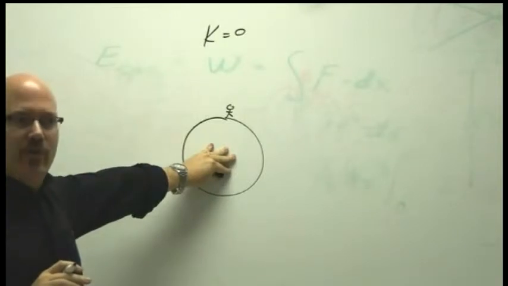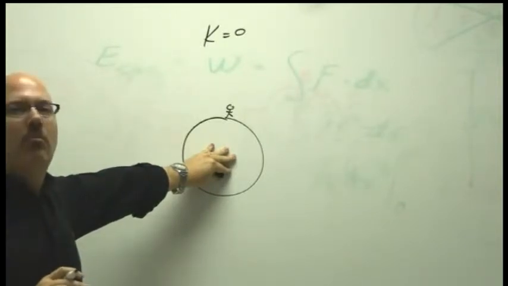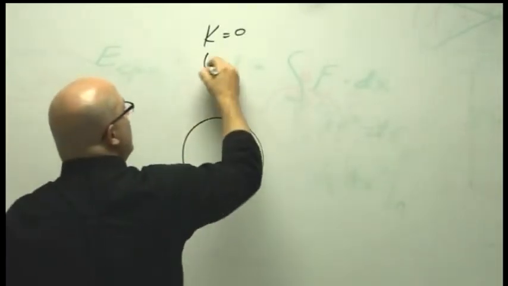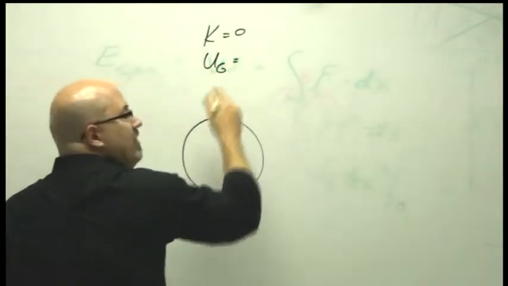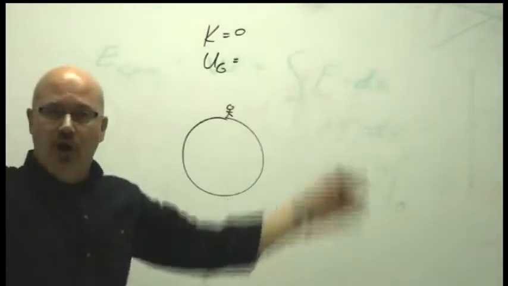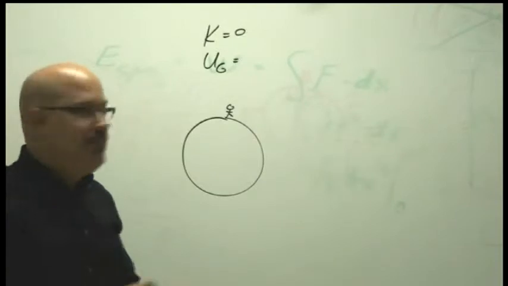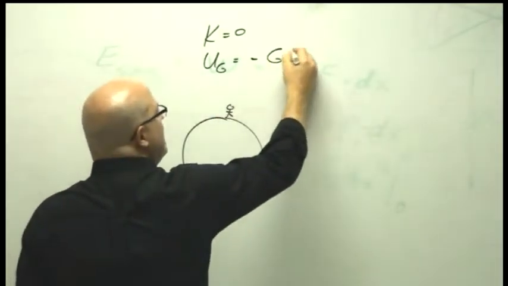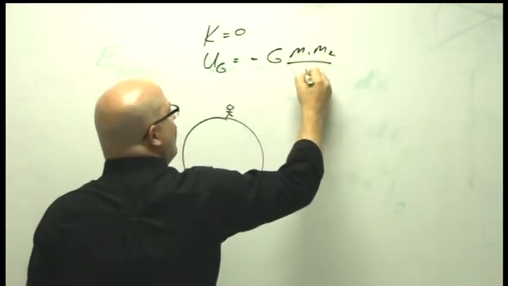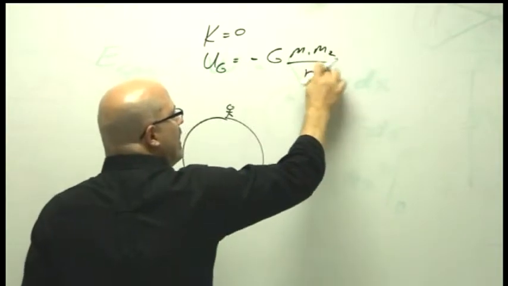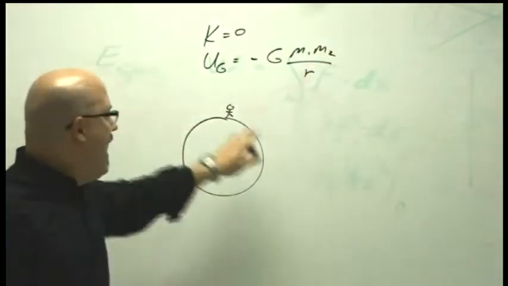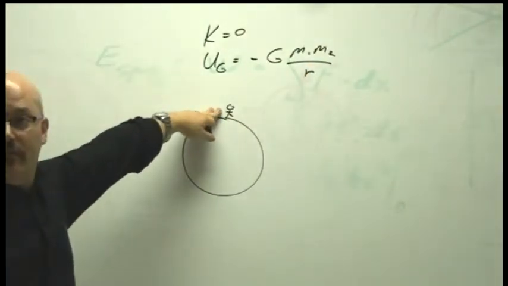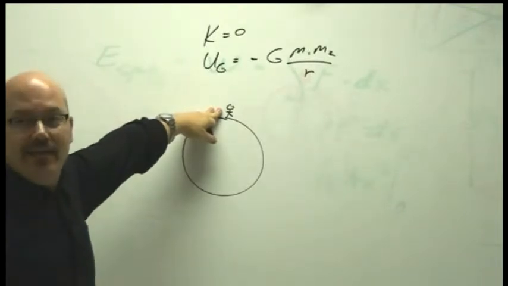Do you have gravitational potential energy? Sure, yeah, you do. Because if we think about it in terms of overall gravitational potential energy, that's negative G m1 m2 over R. So you have a potential energy when you're here.